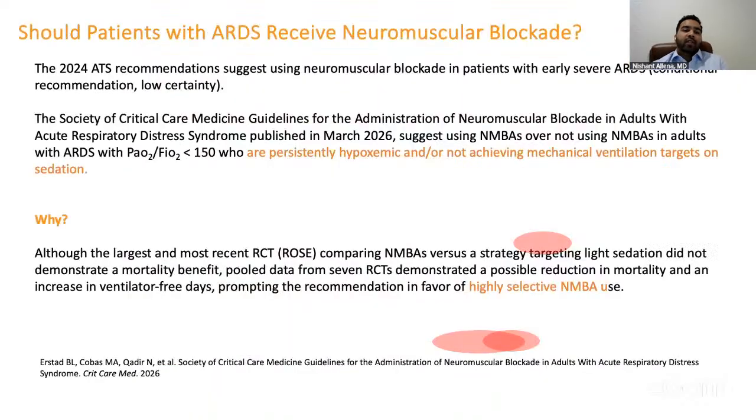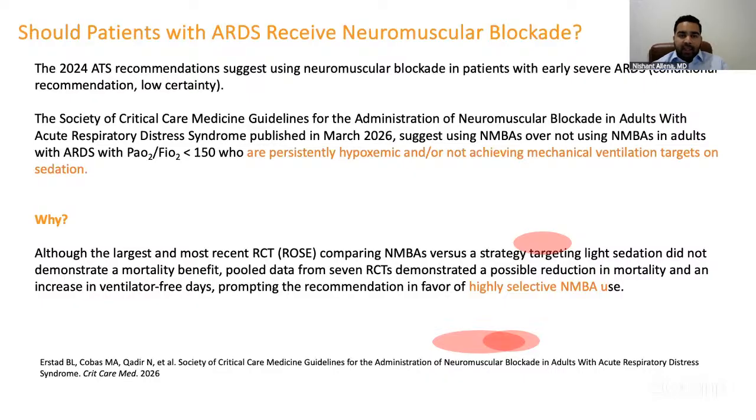So finally, should patients receive neuromuscular blockade? The 2024 guidelines from ATS recommend using neuromuscular blockade in patients with early severe ARDS. Again, it was a conditional recommendation. Then in 2026, recently in March, the Society for Critical Care Medicine suggested using a neuromuscular blockade in patients with ARDS with a PF ratio of less than 150 who are persistently hypoxemic, not achieving mechanical ventilation targets.